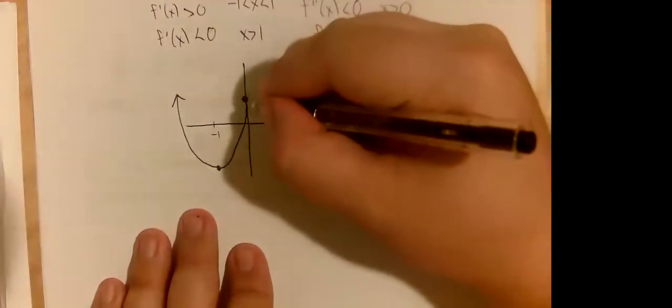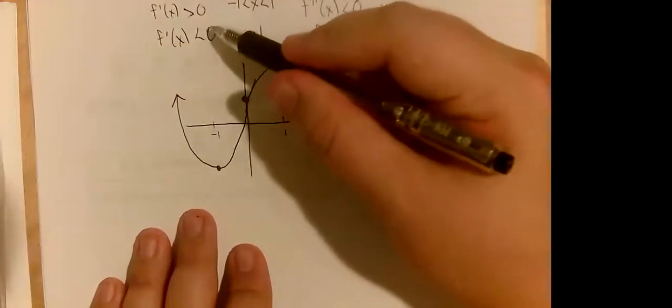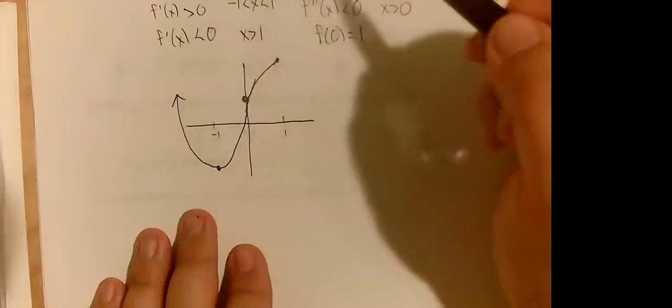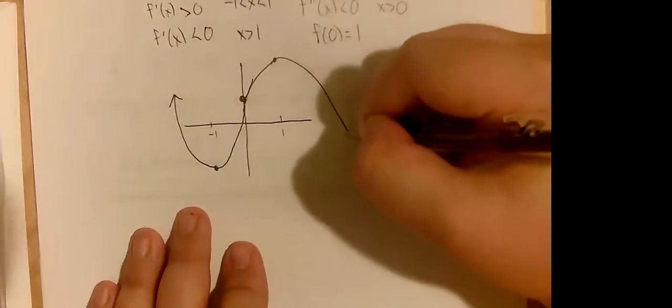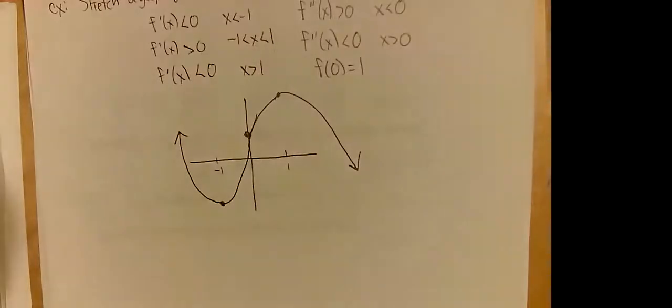We're going to continue increasing past here, but now we're going to be concave down because everything to the right here is going to be concave down. And that continues until 1. And then finally, after 1, we're going to be decreasing because our derivative's negative, and we're still going to be concave down. So we're going to end up looking like this. So there we go. There's an example of a graph that's concave up on the left, concave down on the right, and increases and decreases according to these conditions, and goes through this point right here.